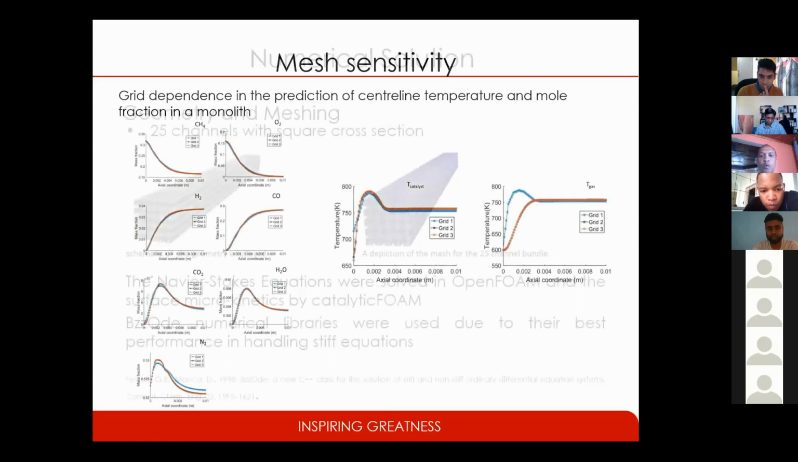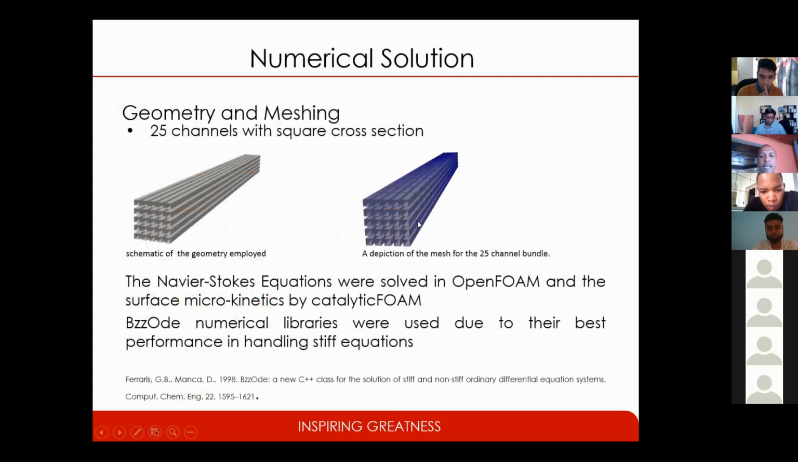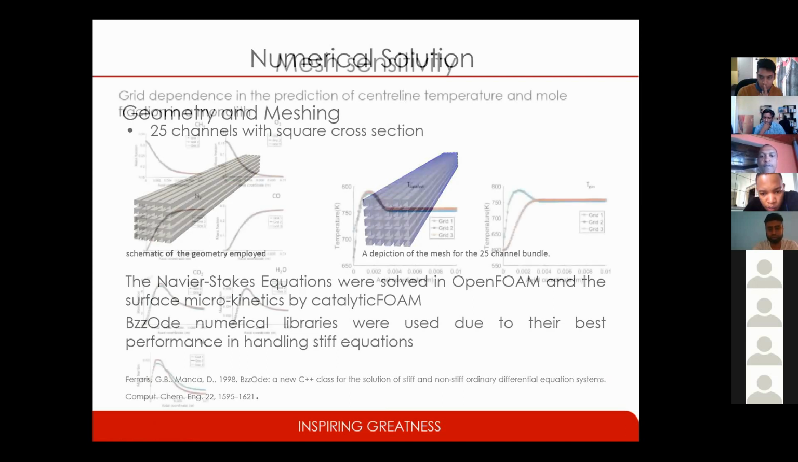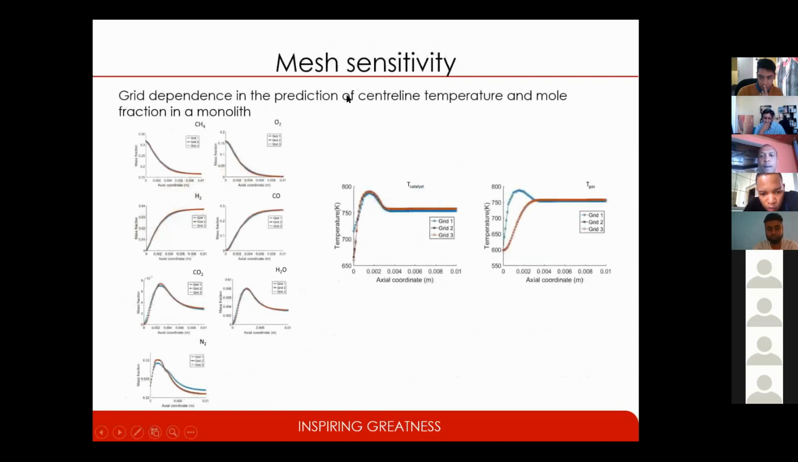So when you mesh this, as I've shown, in geometry and meshing, it is very important that the solution that you get at the end is grid independent. So to ensure that you have consistency in the solution, we perform mesh sensitivity studies. And in doing so, you do this until you have a solution that is grid independent. And this is what we did.